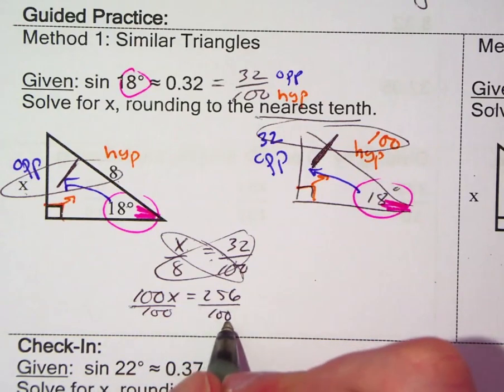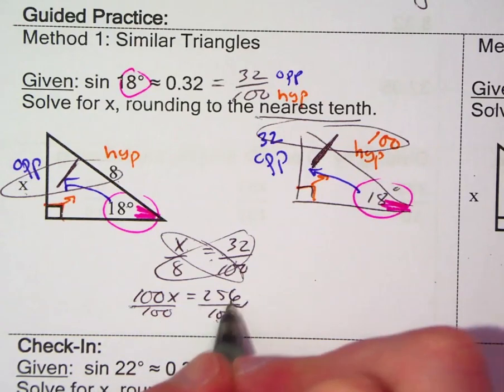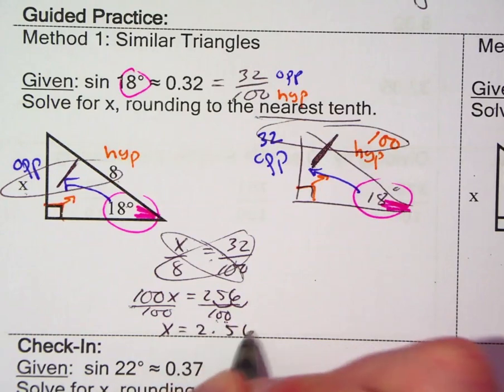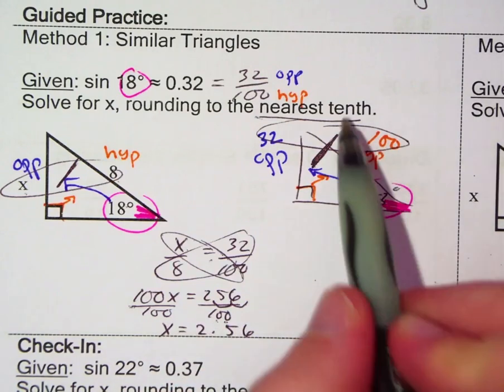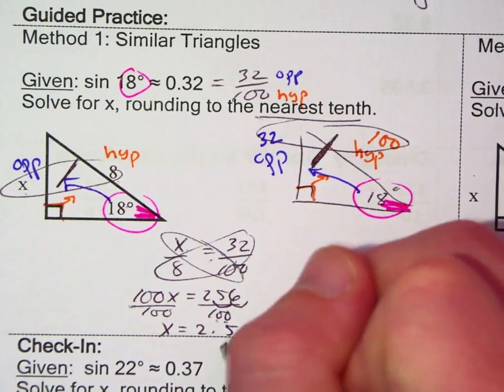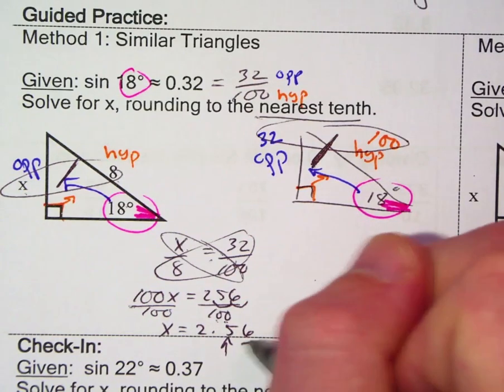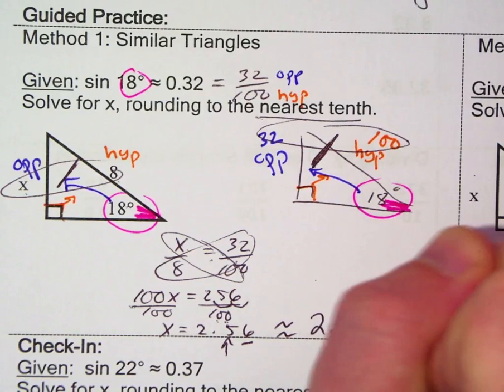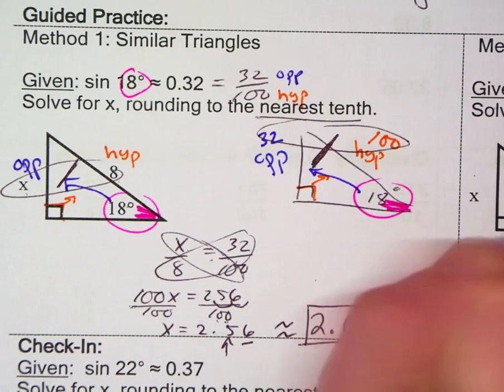Now I'm going to move the decimal point 2 places. So my x is going to be 2 and 56 hundredths, but I'm not done because I need to round to the nearest tenth. And so I look here, I want to round to the tenths. I look to the right, I see a 6, so I'm going to round up. So it's approximately equal to 2 and 6 tenths.